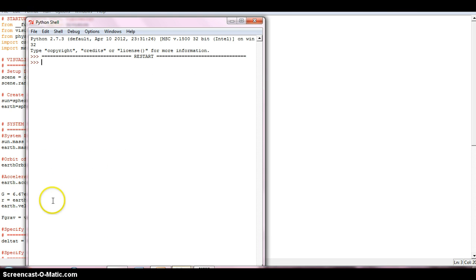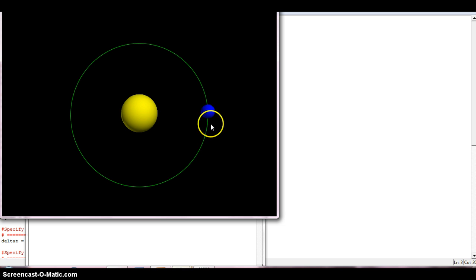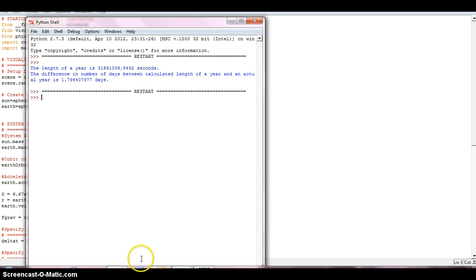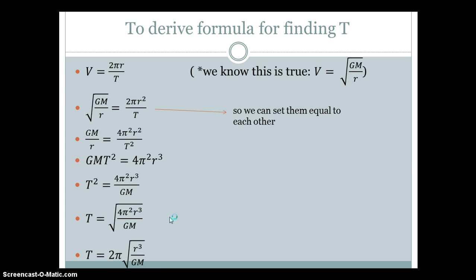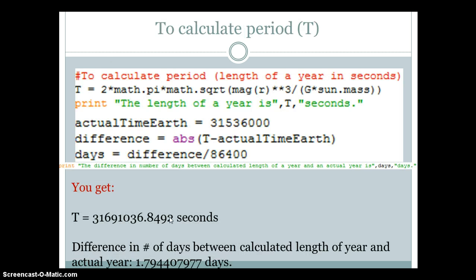So this is the model that you get. The middle will be the Sun, and you can see this is the Earth, and the orbit is very circular, and here's where you're going to get your results. So in order to get this image, here's where I plugged in the equation I derived for T. I printed the number of days I calculated it would take the Earth to make one full rotation around the Sun, which is the time of 1 year. My calculated value is approximately 3,169,1036 seconds.